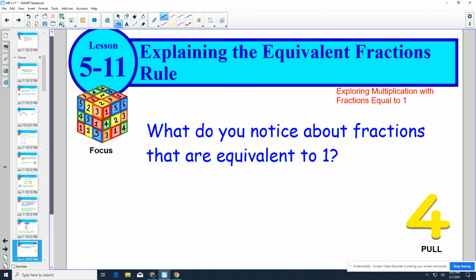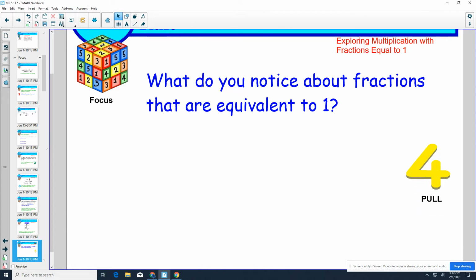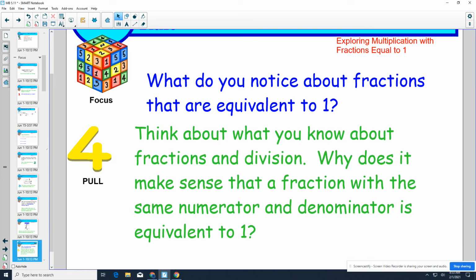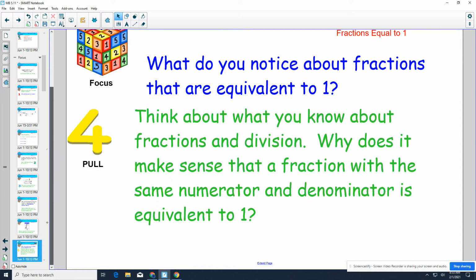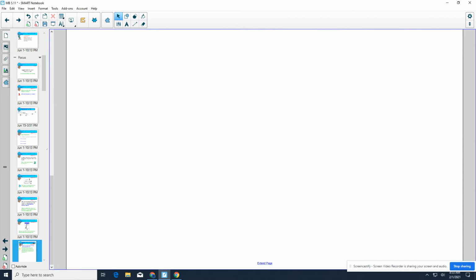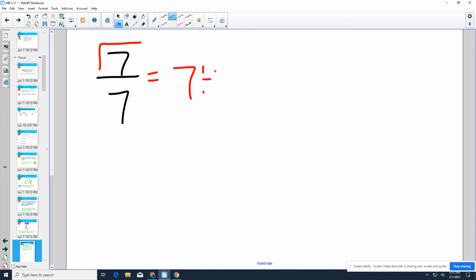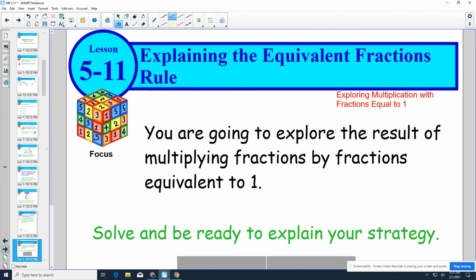So what do you notice about fractions that are equivalent to 1? Well, hopefully you notice, like we just talked about, that the numerator and denominator are exactly the same value. So think about what you know about fractions and division. Why does it make sense that a fraction with the same numerator and denominator is equivalent to 1? Let's look at an example. If I have 7 sevenths, I'm going to read it as a division problem: 7 divided by 7 equals 1. And that would work with any number. Anytime you divide a number by itself, it is equivalent to 1.